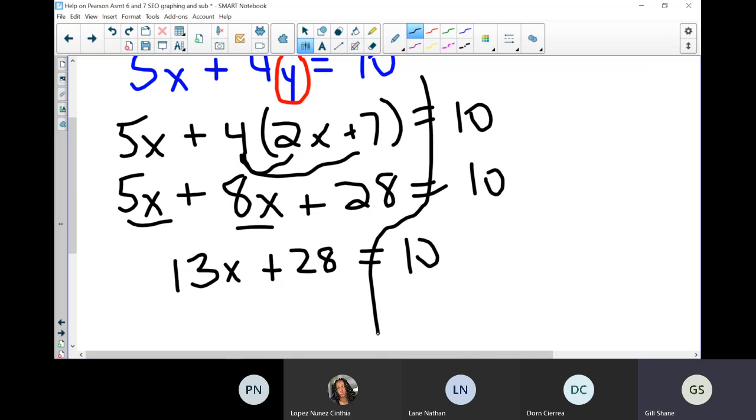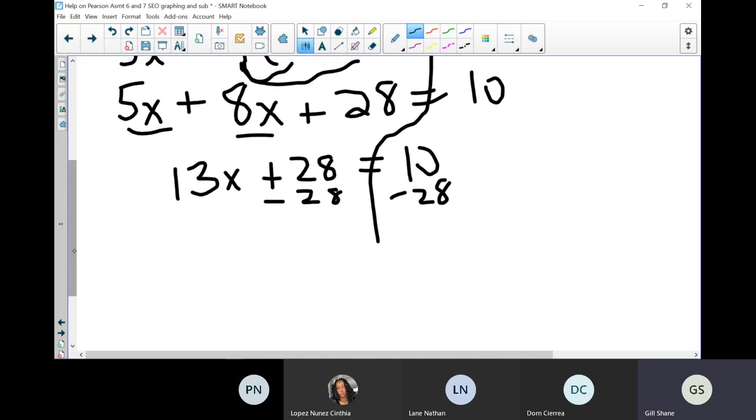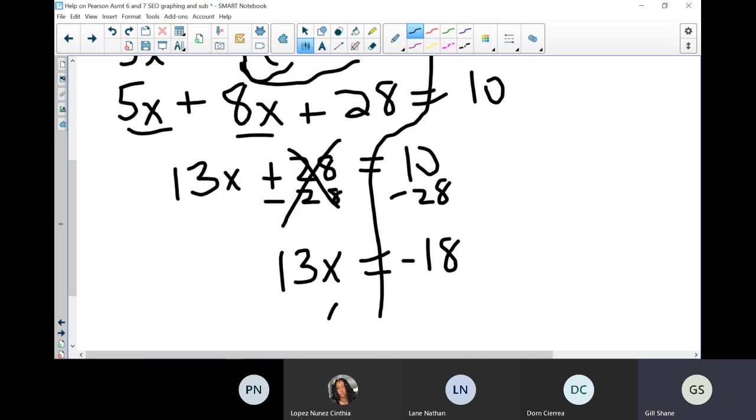Now I need to get x all by itself, so I need to get rid of the 28, which means I need to do the same thing over here. So scroll down. So that all goes away. So I have 13x equals negative 18. Oh, I shouldn't have skipped that step. Divide by 13, divide by 13.